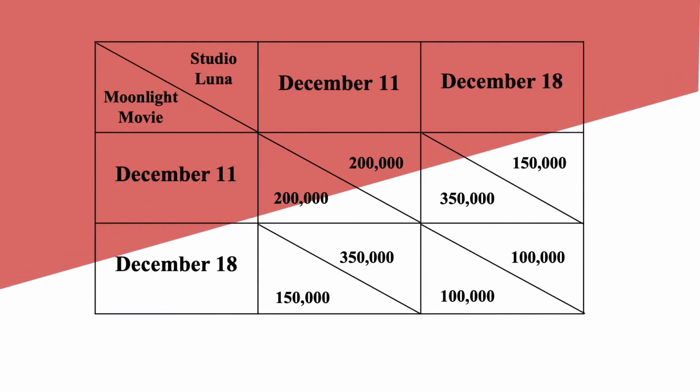In a strategic form, there are two players in the game, Studio Luna and Moonlight Movies. And there are two strategies, release new films on December 11th or on December 18th. In this case, we use the arrow strategy to find a Nash equilibrium. Given that Studio Luna chooses to release on 12/11th, Moonlight Movies gains 200,000 if releasing on December 11th, and 150,000 if releasing on 12/18th. 200,000 is better than 150,000, so let's use an arrow to point from 150,000 to 200,000.